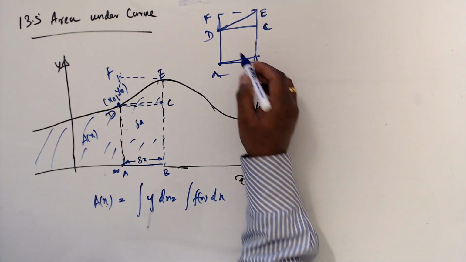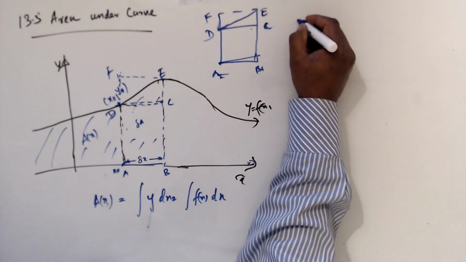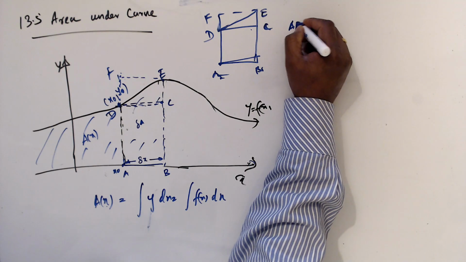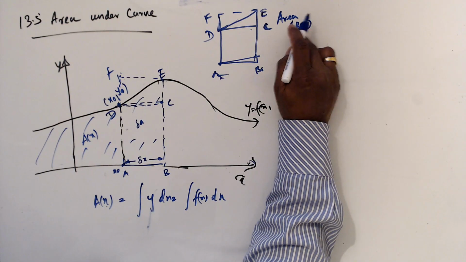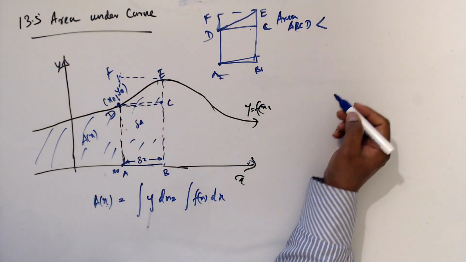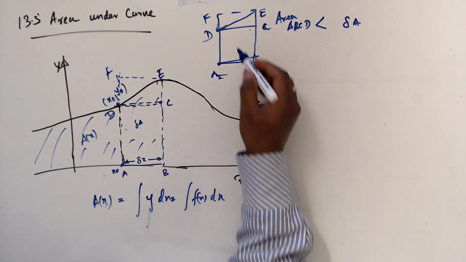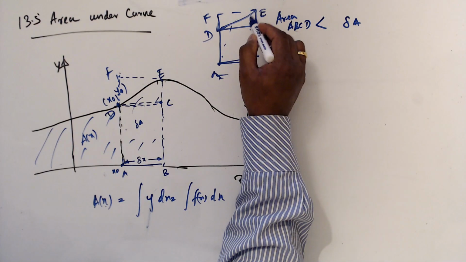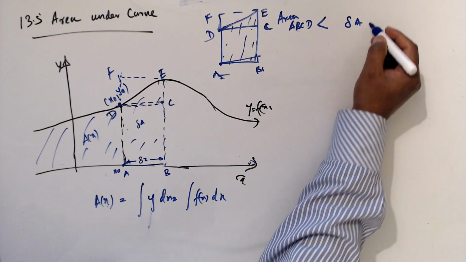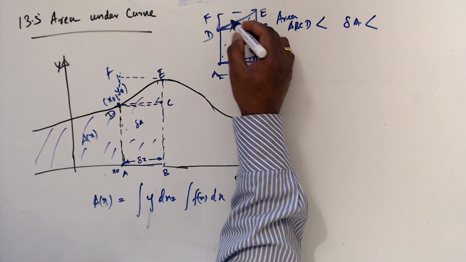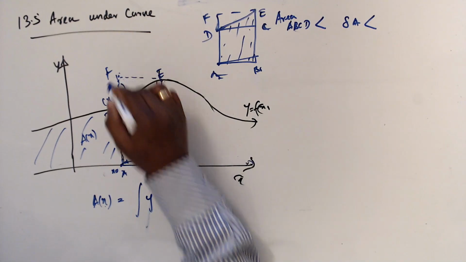Now what can you tell about this area, A, B, C, D area? You can see that the A, B, C, D area is less than delta A. What is delta A? The full curve under this curve part. And then this area is smaller than this whole bit, A, B, E, F.